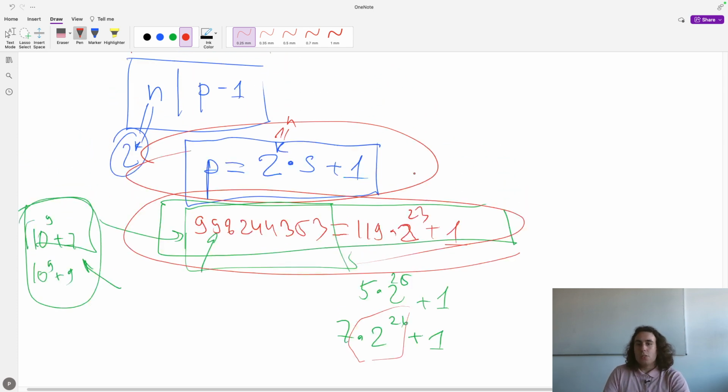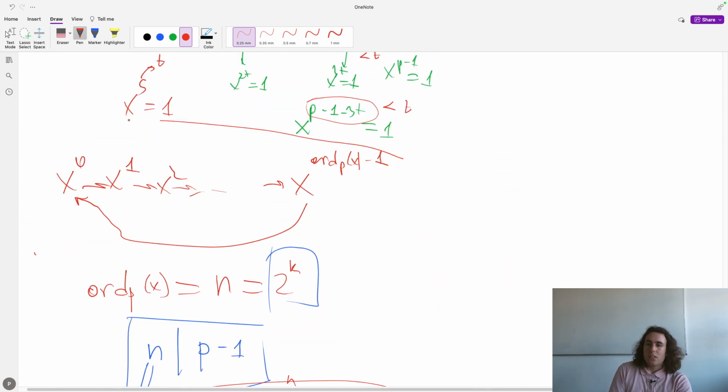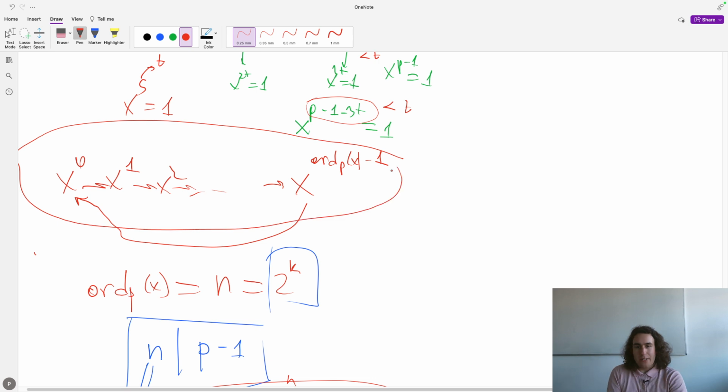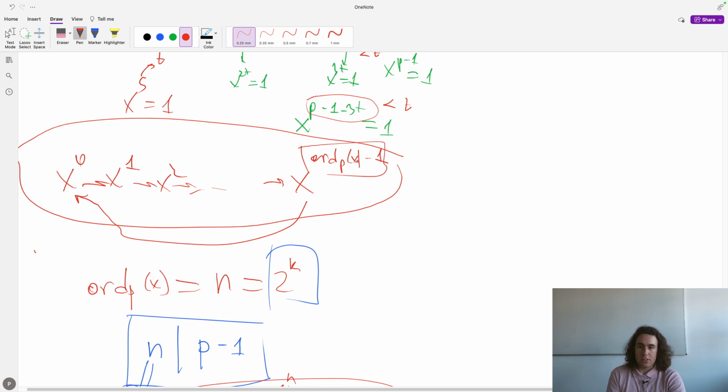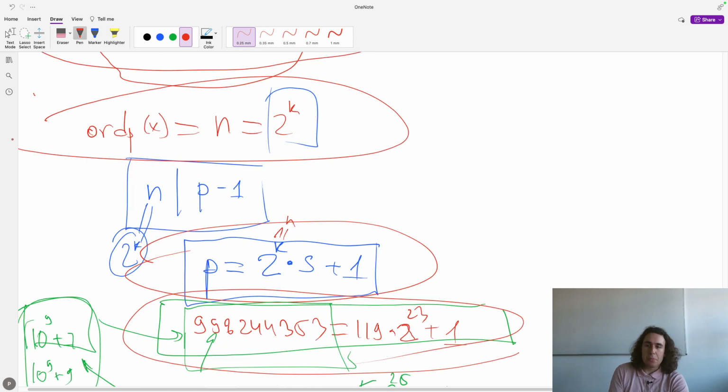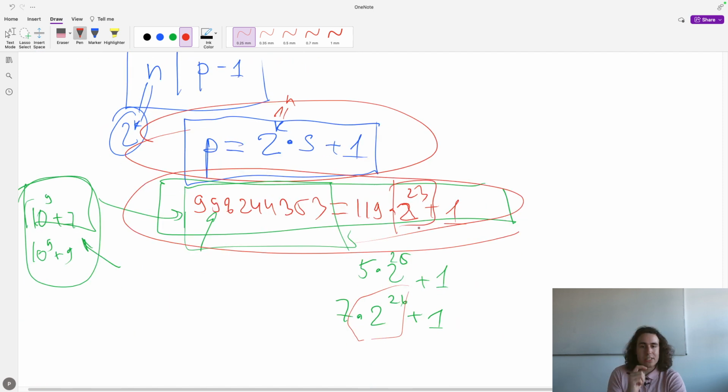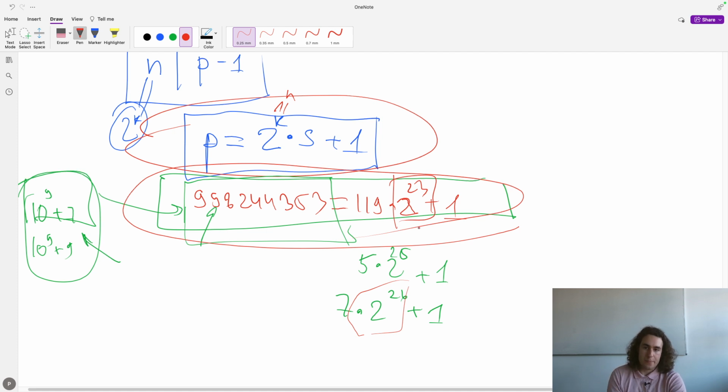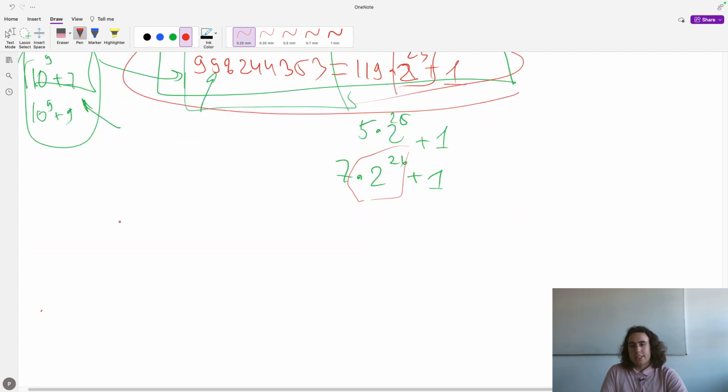Okay, so as I said, we need something like this, right? Every number cycles around with a period, the order of this number. And we need to find a number whose order is 2 to the k. So in this case, the largest possible power of 2 that divides p minus 1, right? So let's say that N is a power of 2, which is the largest one that divides p minus 1.